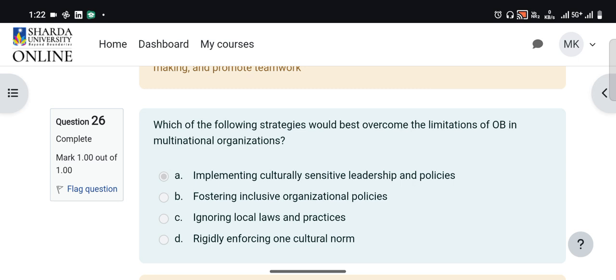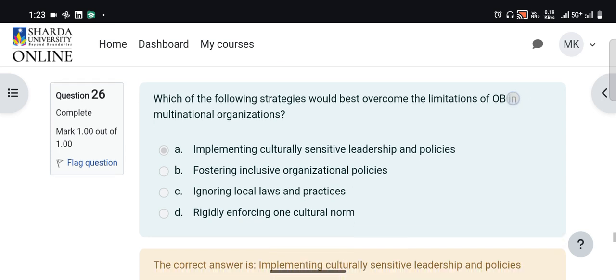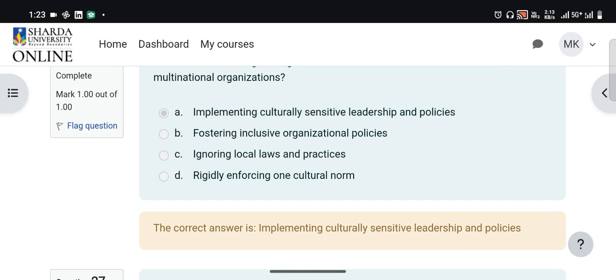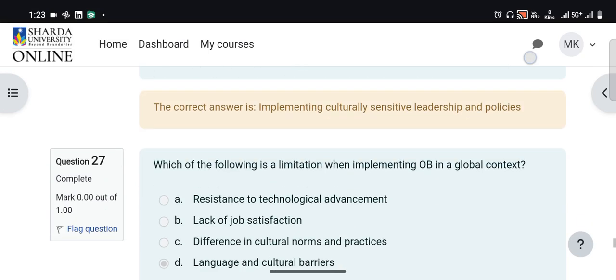Option A, implementing culturally sensitive leadership and policies. Option B, fostering inclusive organizational policies. Option C, ignoring local laws and practices. Option D, rigidly enforcing one cultural norm. The correct answer is implementing culturally sensitive leadership and policies.